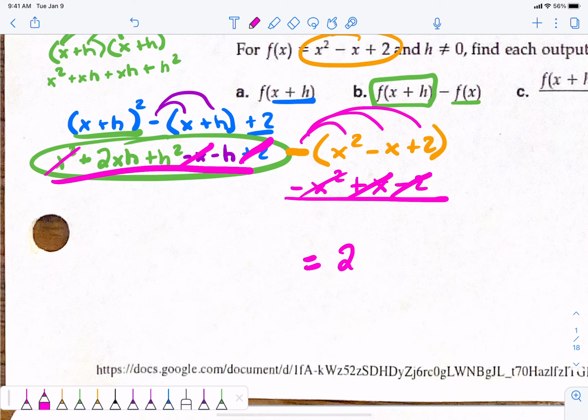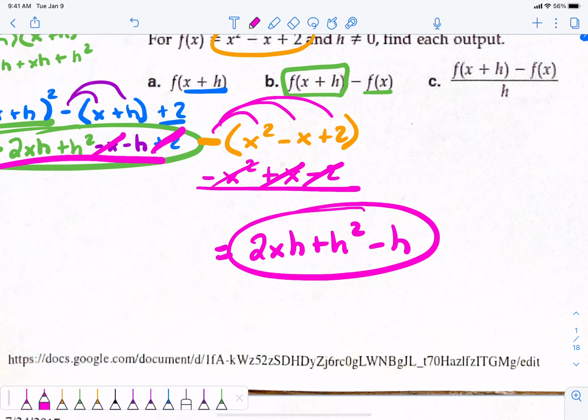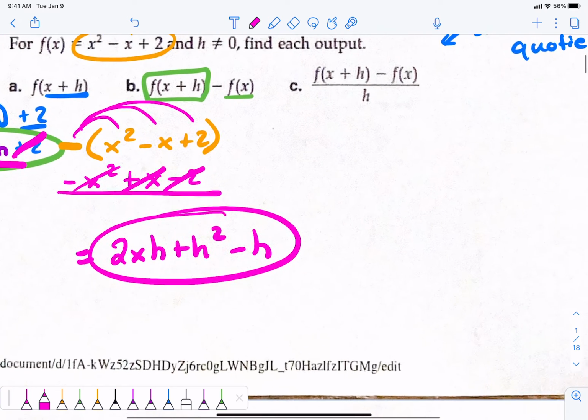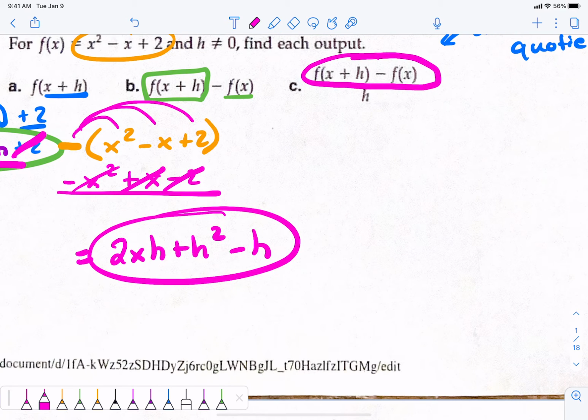2xh plus h squared minus h. That is what that second part is, right? So now you just divide it by h. The last thing is this guy that we've just calculated. We calculated this part in part B, so we literally just divide.